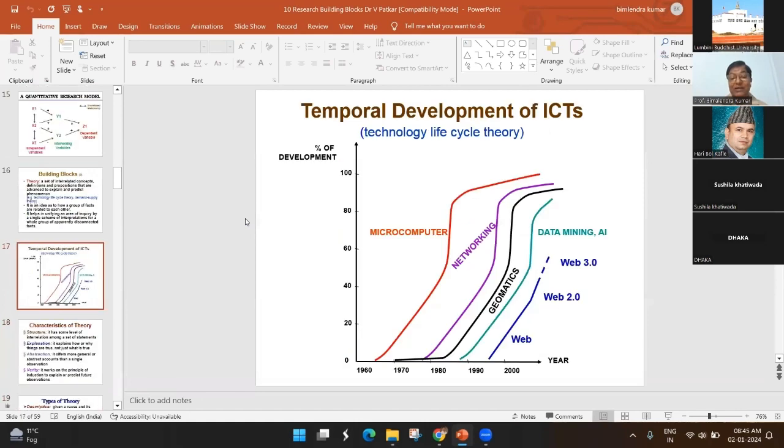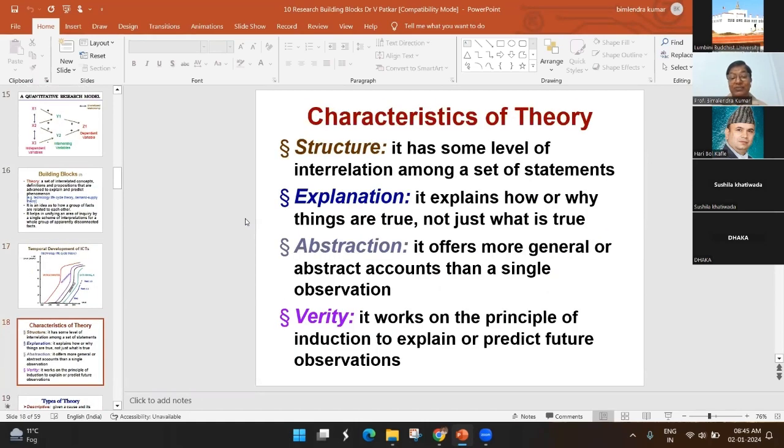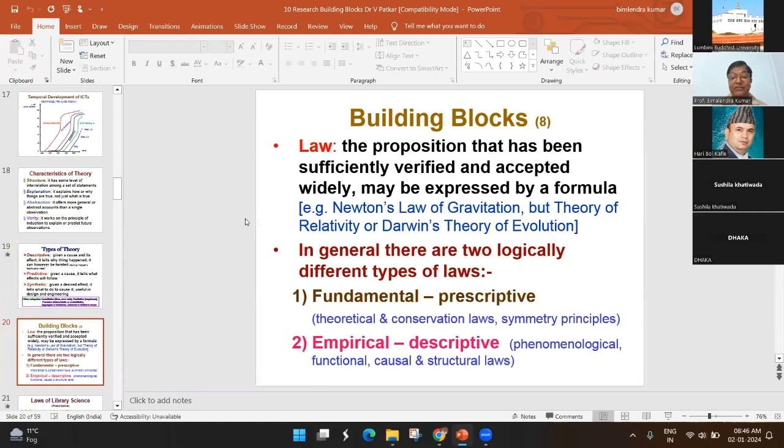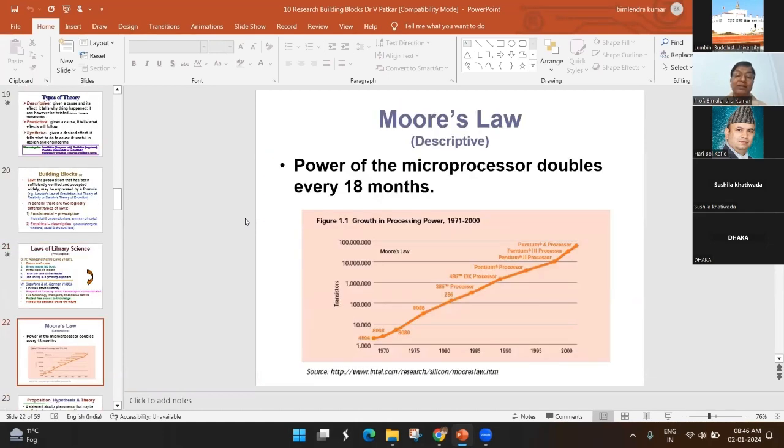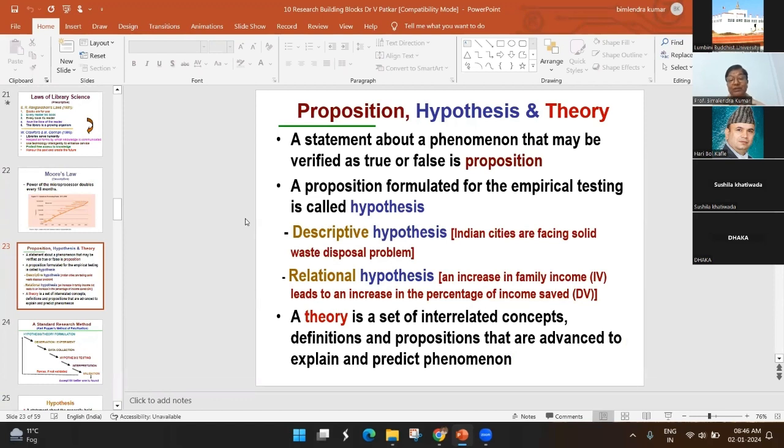the hypothesis and propositions. In the last class, we discussed the difference between hypothesis and proposition. So here are proposition, hypothesis, and theory. There are three things. A statement about a phenomenon that may be verified as true or false is a proposition. And a proposition formulated for empirical testing is called a hypothesis. In another way, the solution of any research problem is called a hypothesis.